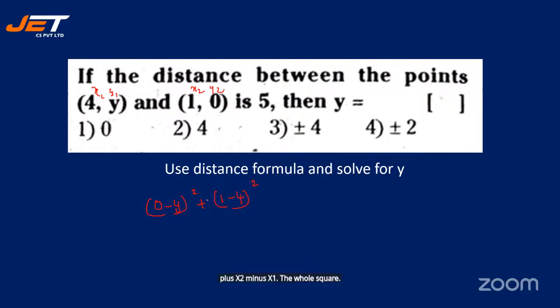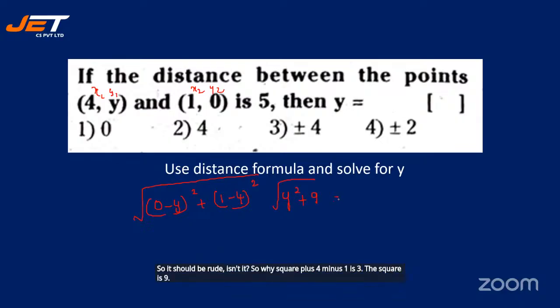(y2 minus y1) the whole square, (x1 minus x2) the whole square. All right, so it should be in root, isn't it? So y square plus (4 minus 1) is 3, 3 square is 9, is equal to, they say that it is 5.